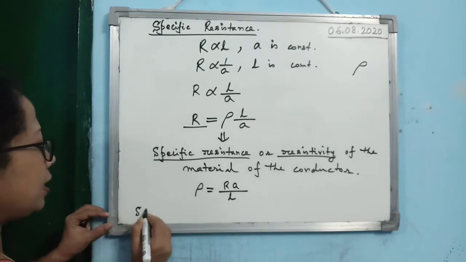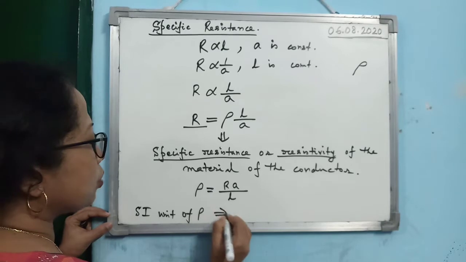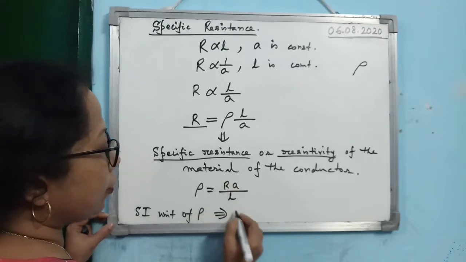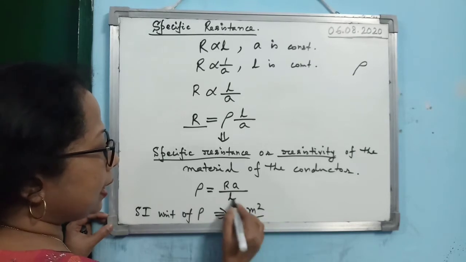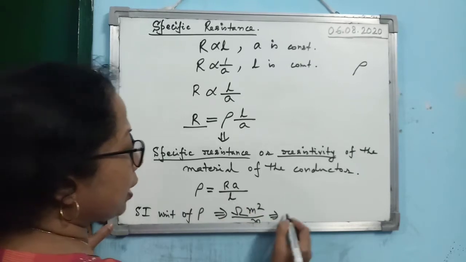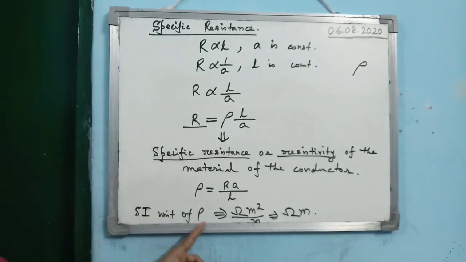So what is the SI unit of rho? From this, SI unit of resistance is ohm, then A is meter square, then L is meter. So you can write it as ohm meter. What is the SI unit of specific resistance or resistivity? That is ohm meter.